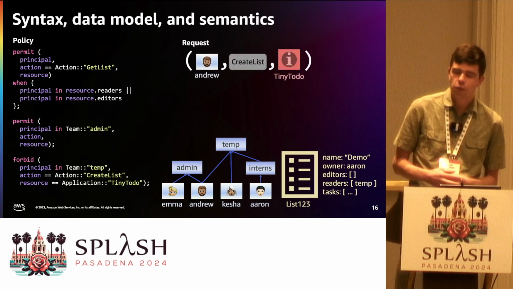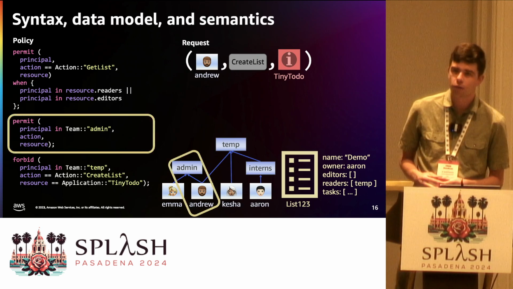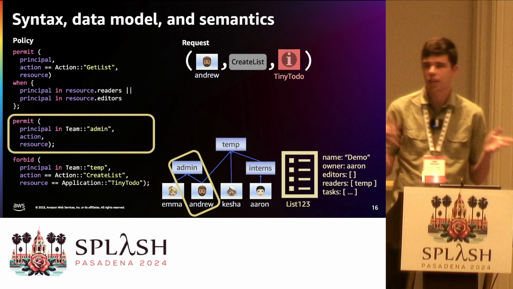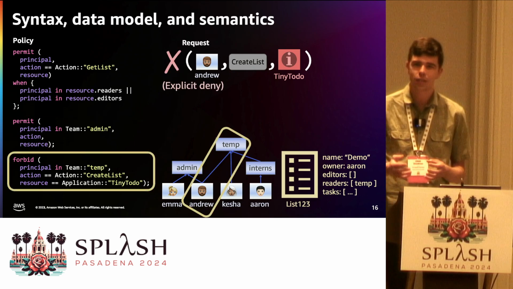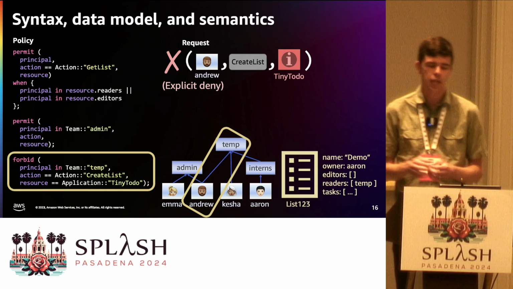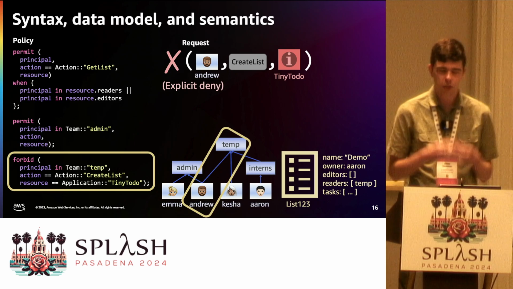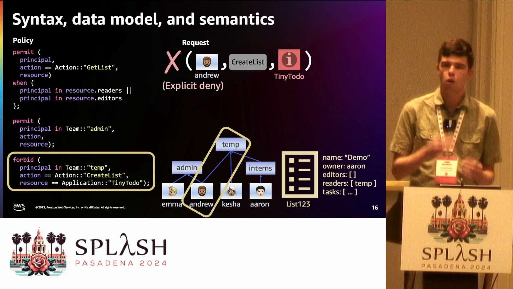We could also ask whether Andrew is allowed to take the create list action. And you might think that that would be allowed because Andrew is also in the admin team and anyone in the admin team is allowed to take any action on any resource. However, this request would actually be denied because of the 3rd policy, which forbids anyone in the temp team from taking the create list action. And this illustrates another important security property of Cedar, which is that forbid always overrides permit.